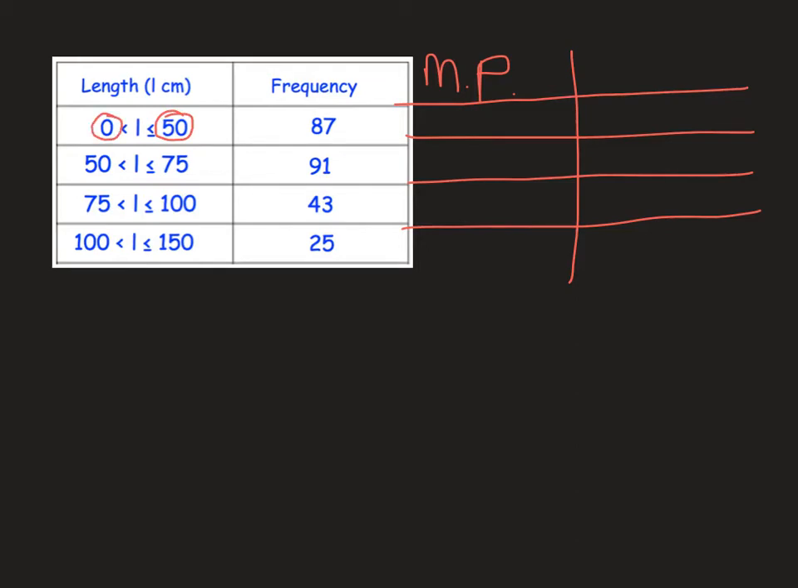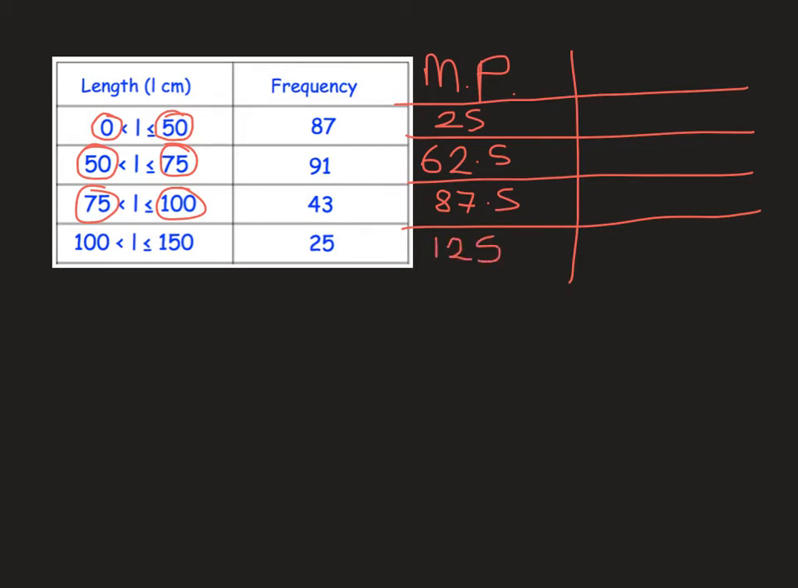Here we've got 0 plus 50 is 50, divided by 2 is 25. Here we're going to do 75 add 50, which is 125. Divide that by 2, 62.5. 100 add 75 is 175, divided by 2 is 87.5, and 100 add 150 is 250, divided by 2 is 125.